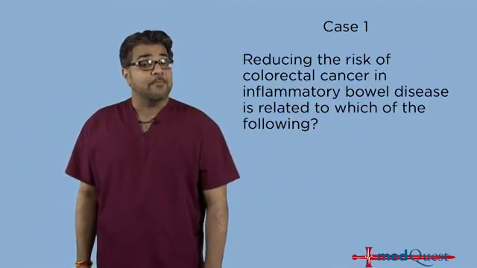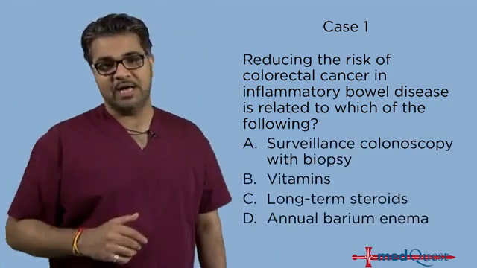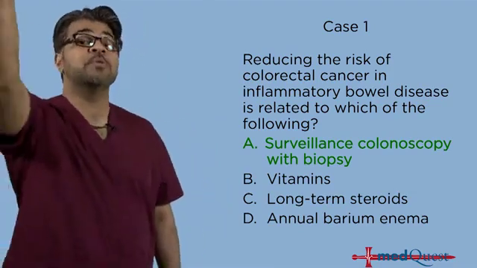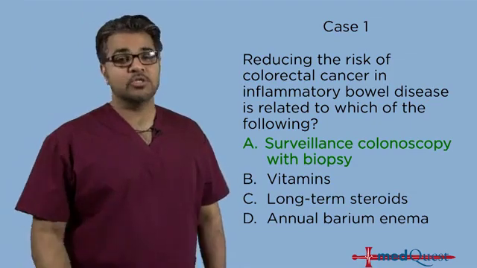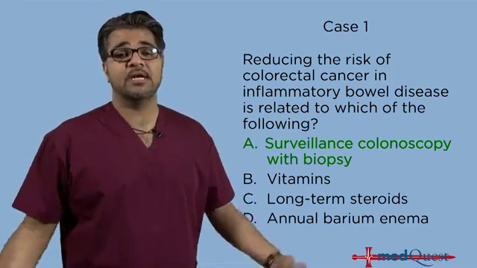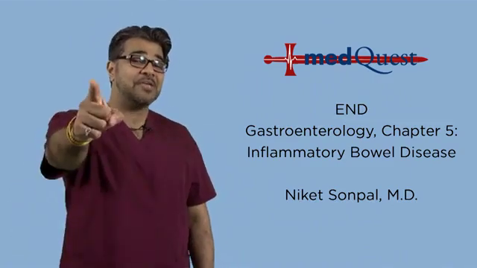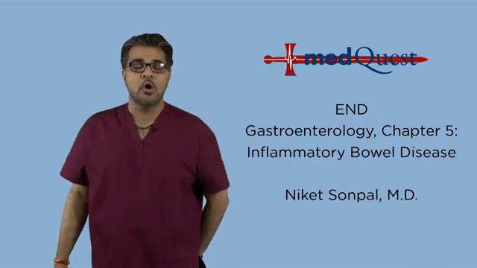Now, reducing the risk of colon cancer in inflammatory bowel disease is related to which of the following? And that's pretty straightforward. And that's going to be surveillance colonoscopy, which has actually been shown to reduce the mortality in IBD. Giving vitamins, long-term steroids, and an annual barium enema is not going to do anything except fill you with barium. Ladies and gentlemen, those are the most high-yield questions you're going to see on your ABIM, your Step 3, and your Step 2 on inflammatory bowel disease.